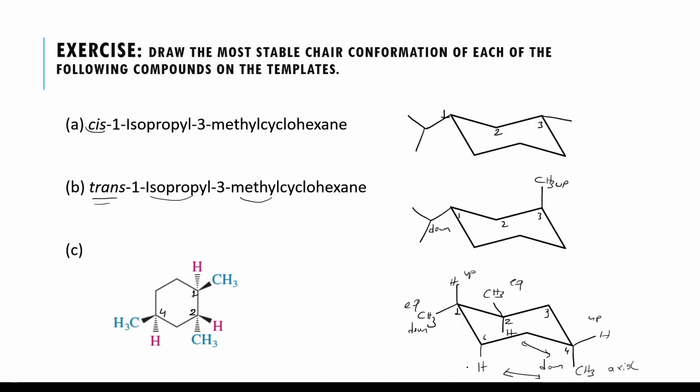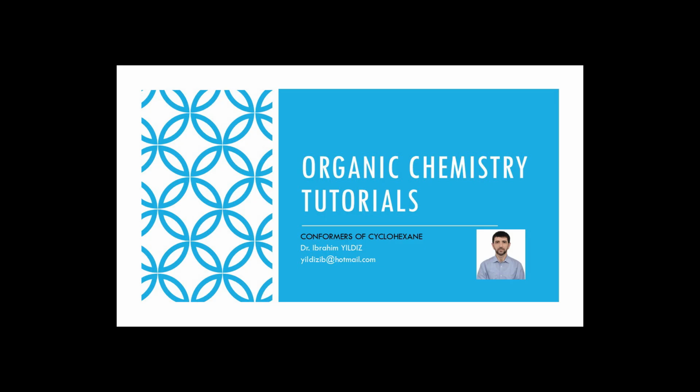So again, let's just clean the structure so that we can have just the correct answer. Okay, this is the answer. So basically, one of the methyls is in equatorial, the second one is in the equatorial, and the fourth methyl is in the axial position. This is the correct answer.